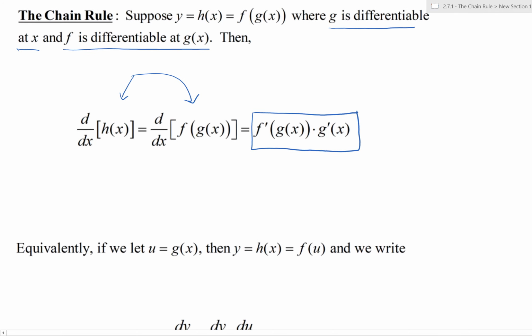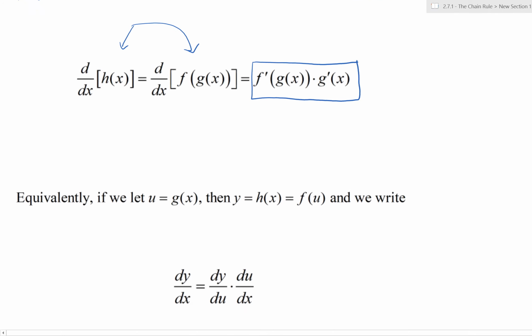Now, sometimes it's convenient to use Leibniz notation. And so an alternative way of writing this exact same thing is if we let u be g of x, then the function y is equal to h of x, which of course is f of g of x, which is the same as f of u, right? Because I just replaced g of x with u. So then how would I interpret the result that's boxed in above in terms of Leibniz notation?